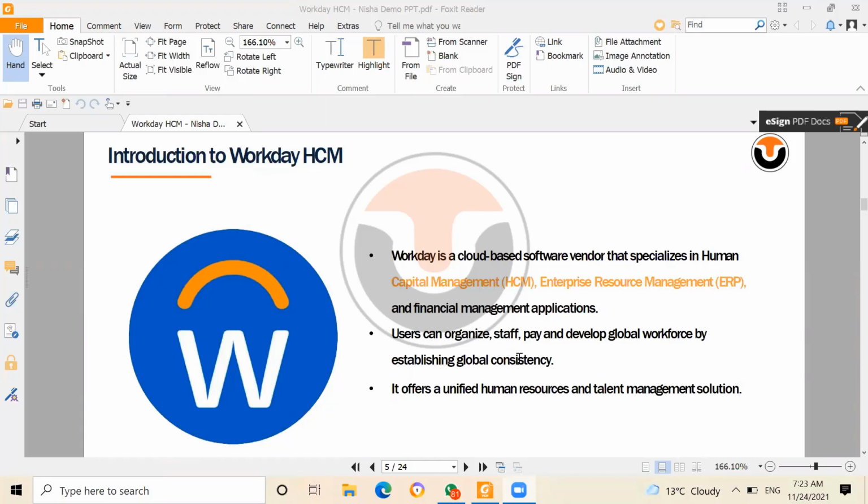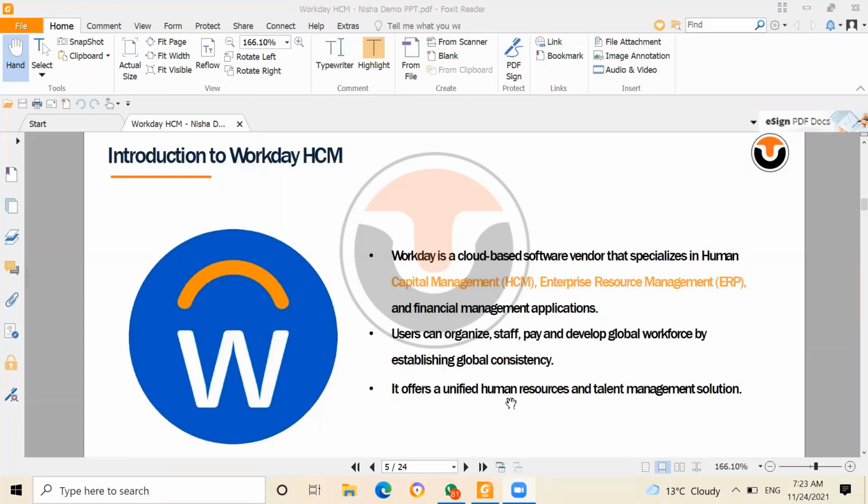Payroll differs country to country. Basically 90% is the same everywhere, but wage types are different. So this is about the configuration of Workday, about how to organize these things. These are the main functionalities of a company in business.